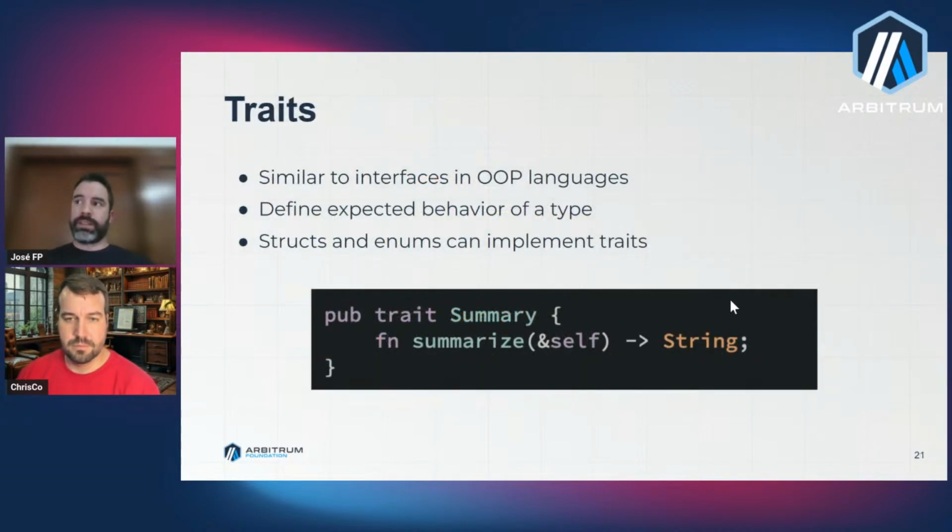And then we have traits. Again, for those who know object-oriented programming languages, traits are similar to interfaces, okay? They define the expected behavior of a certain type, right? So the example that we see here, this trait called Summary, expects that whatever type is implementing that trait has a function called summarize that returns a string, okay? And both structs and enums can implement traits.